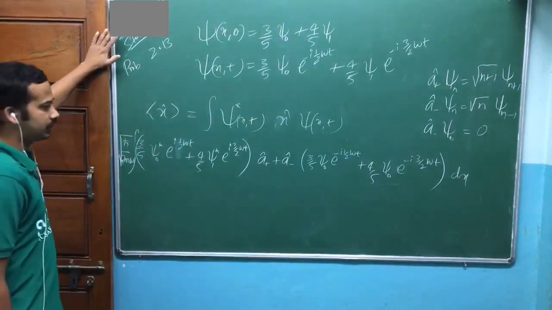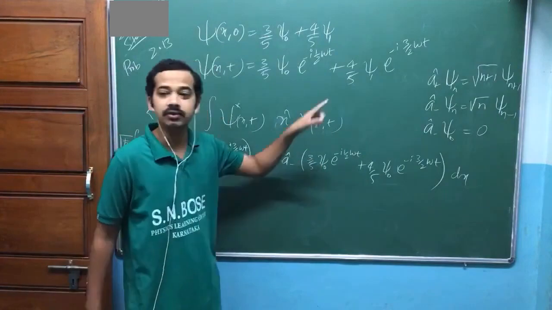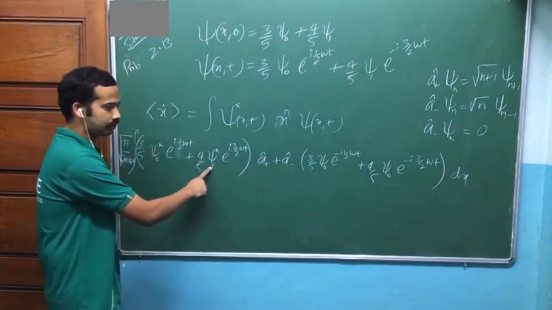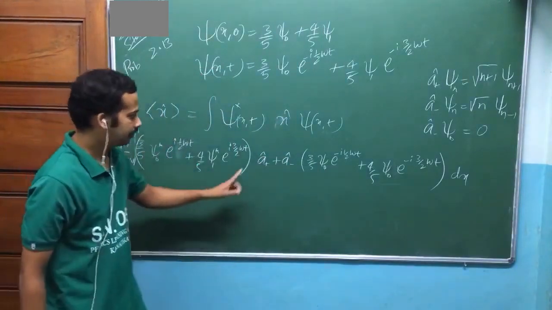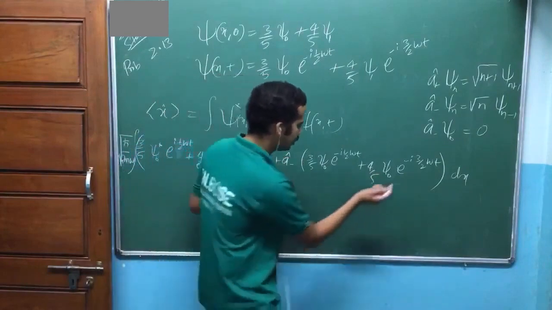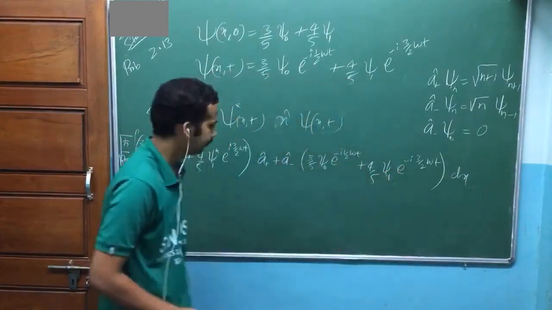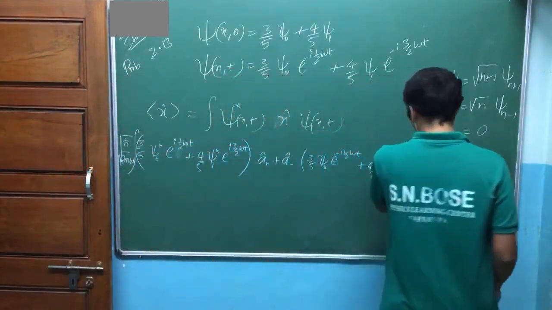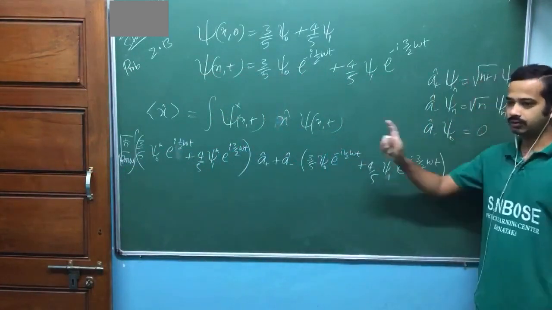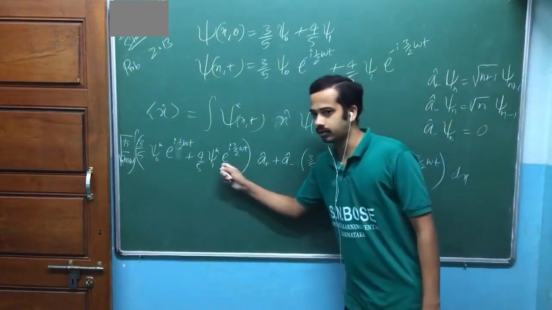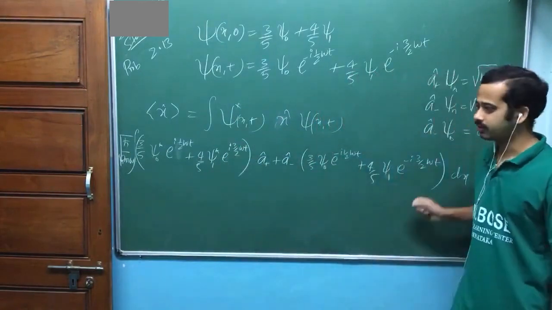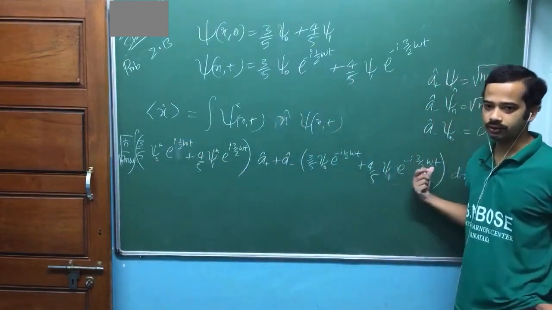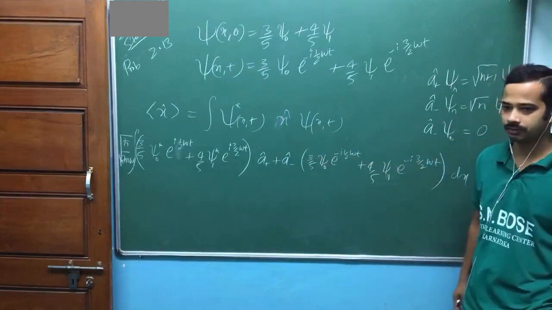Now look at the whole thing. A plus operating on psi naught gives state psi 1, and state psi 1 will have a non-zero integral with this term. But if you operate A plus on this psi 1, it will take you to the psi 2 state. Any integral of psi 2 multiplied with psi 1 is 0, and psi 2 multiplied with psi 0 is also 0. Why? Psi 2 is orthogonal to both psi 0 and psi 1.